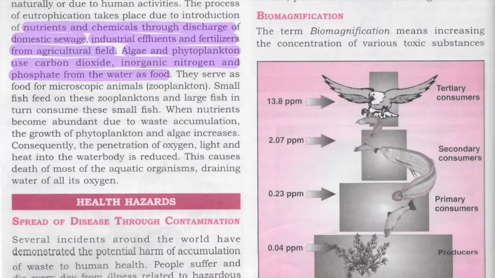When nutrients become more abundant in the water, that means when waste accumulates more in the water, it leads to the growth of phytoplankton and algae. The penetration of oxygen, light and heat into the water body gets reduced, and this causes death to most of the aquatic organisms, draining the water of all its oxygen. This process is called eutrophication.